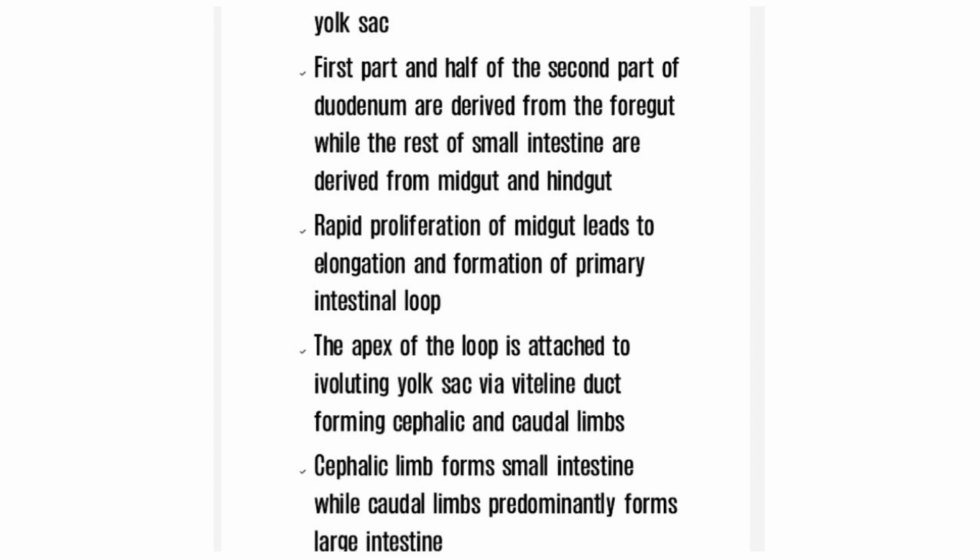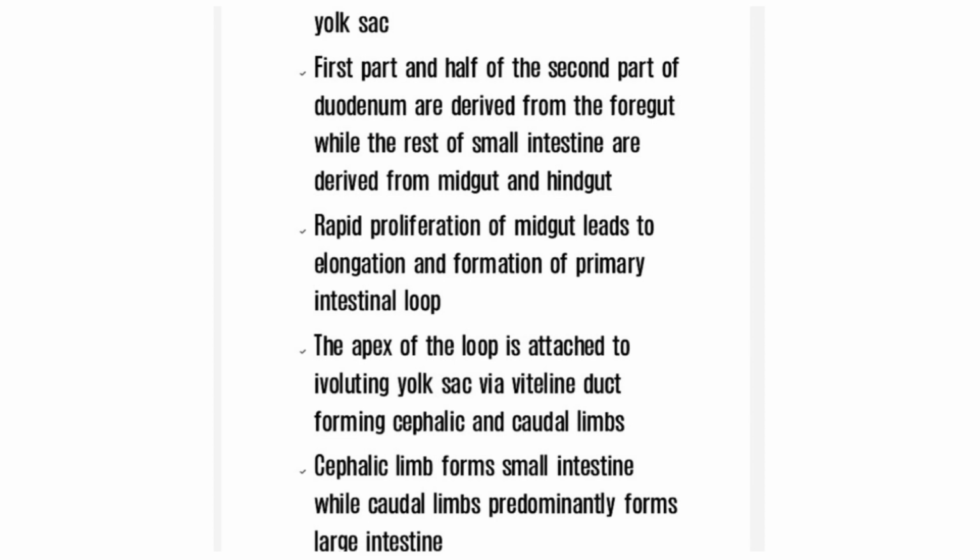Now, the apex of the loop is attached to the involuting yolk sac via what you call the vitelline duct, forming what you call the cephalic and the caudal limbs. The cephalic limb will predominantly form the small intestine, while the caudal limb will predominantly form the large intestine, or what you call the colon. The third thing is that this loop herniates through the umbilicus. The umbilicus is that opening which will become the future navel.